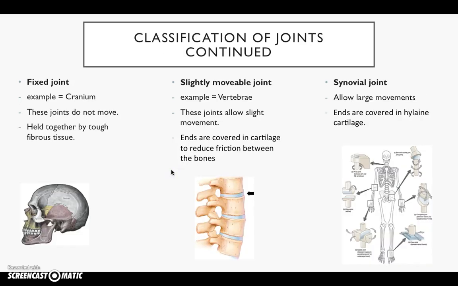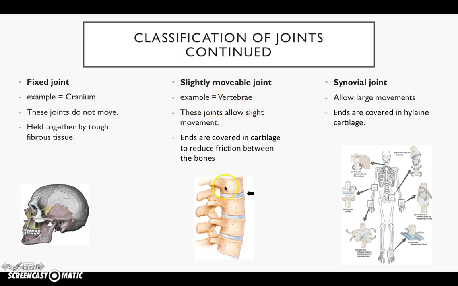So a fixed joint example is your cranium. These joints do not move, held together by tough fibrous tissue. So it's the joints in here. Now there are actually separate different bones within the cranium, and they're fused together just after birth, and that is an example of a fixed joint.